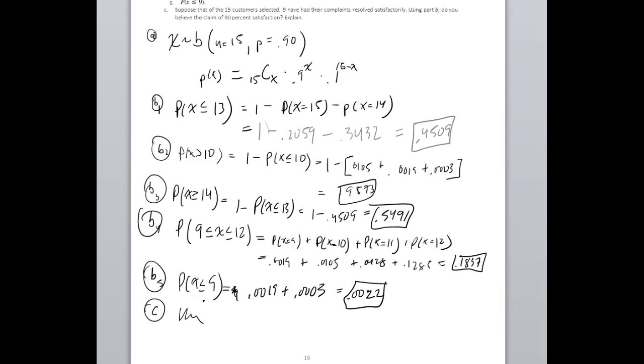So the idea is that if we assume that everything is true, we assume that 90% of all customers are resolved satisfactorily, and we run the test and only 9 of them are resolved satisfactorily, we can see using this binomial probability that the probability of that actually happening, 0.0019, is very, very slim, 1 in 500 chance. So we're kind of saying, well, we believe that it wasn't a 90% chance of satisfaction because it's so unlikely that we would have exactly 9 in this scenario. So that's the way to look at that.